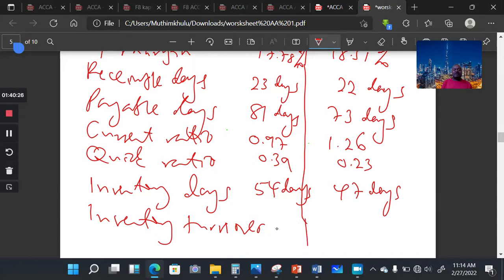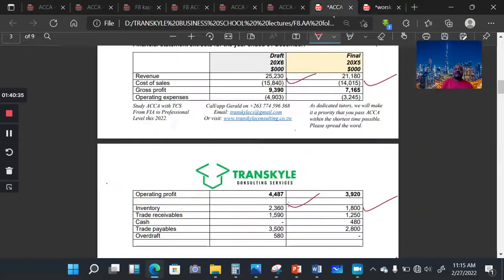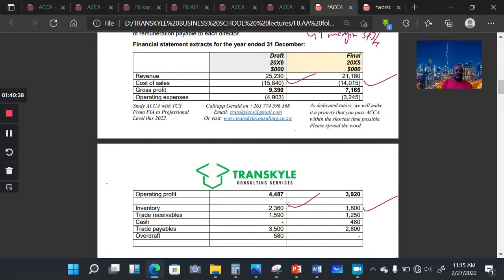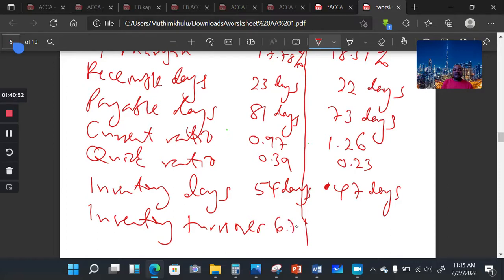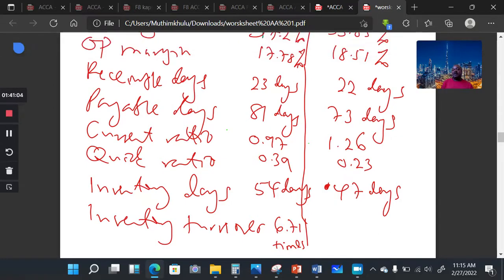Lastly, the inventory turnover. This one is cost of sales divided by inventory. The cost of sales was 15,840 divided by 2360. So that's 6.71 times. The rate at which inventory is being turned over is 6.71 times.